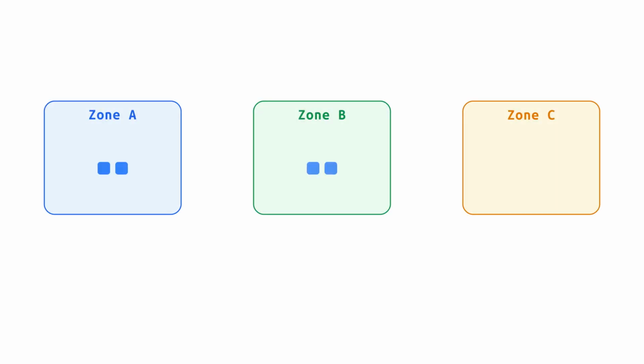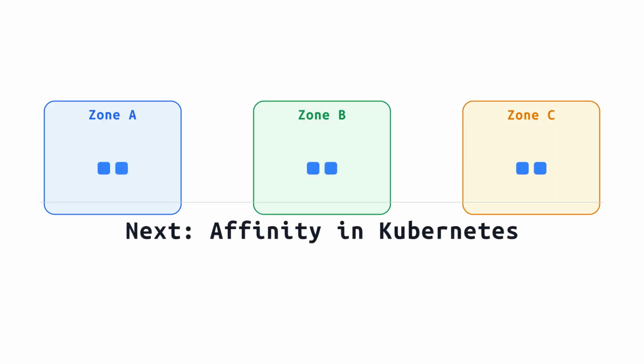So now you know how Kubernetes spreads pods across zones, nodes, and other topology buckets. But this is only one part of the story. The next question is, what is affinity in Kubernetes? That is what we will cover in the next video.